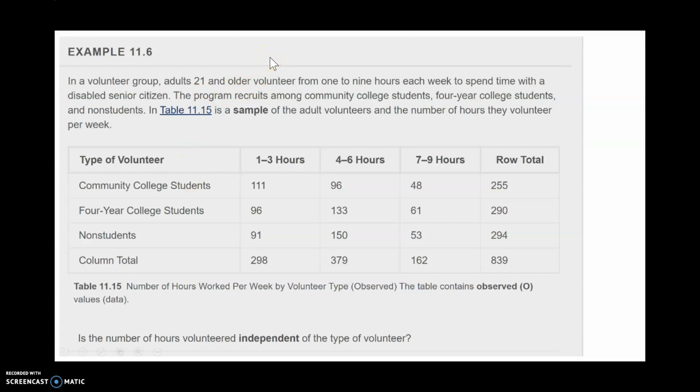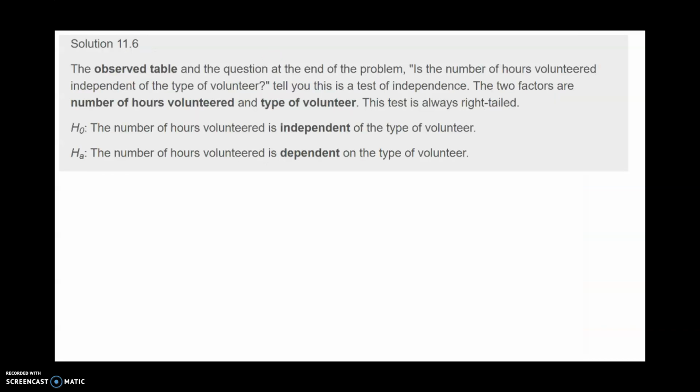In a volunteer group, adults 21 and older volunteer from 1 to 9 hours each week to spend time with a disabled senior citizen. The program recruits among community college students, four-year college students, and non-students. In the table is a sample of the adult volunteers and the number of hours that they volunteer per week. So we want to figure out, is the number of hours volunteered independent of the type of volunteer?